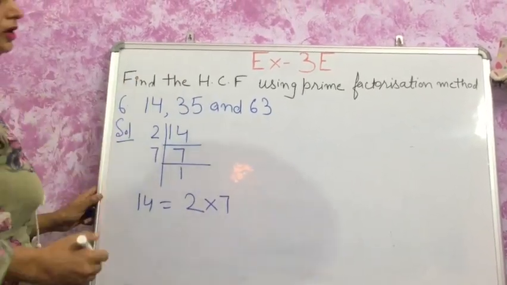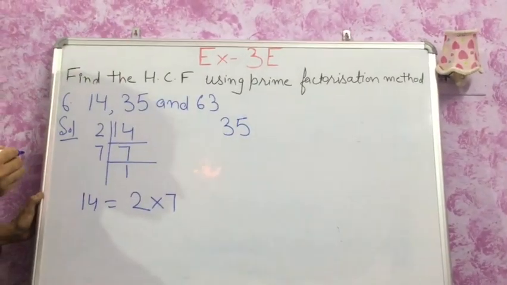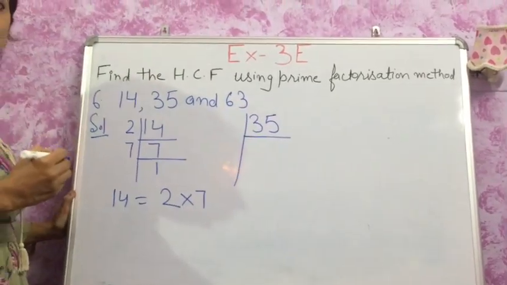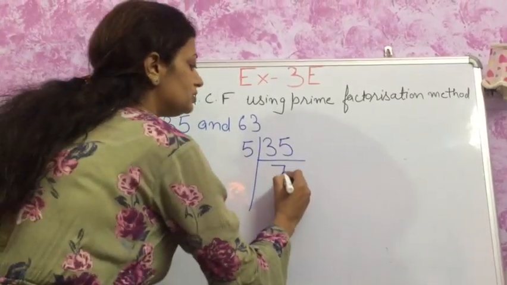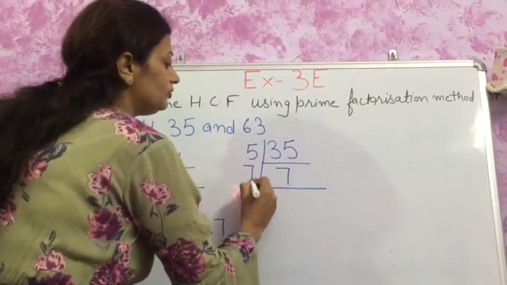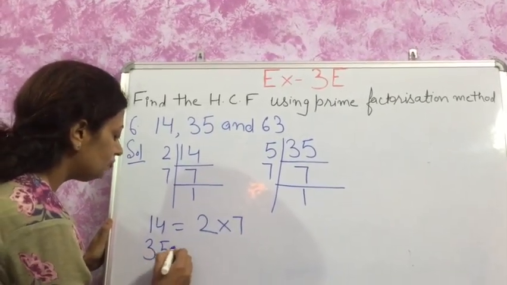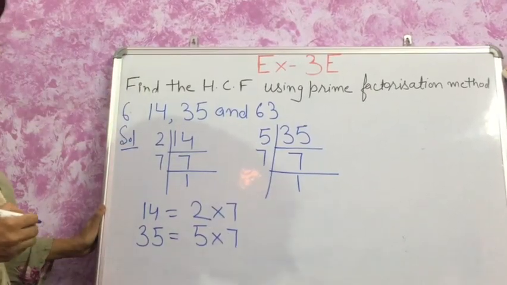Now we will find the prime factorization of 35. 35 is not divisible by 2. It is also not divisible by 3 and 4. It is divisible by 5. 5 7s are 35. Again 7 is divisible by 7. So the prime factorization of 35 is equal to 5 into 7.